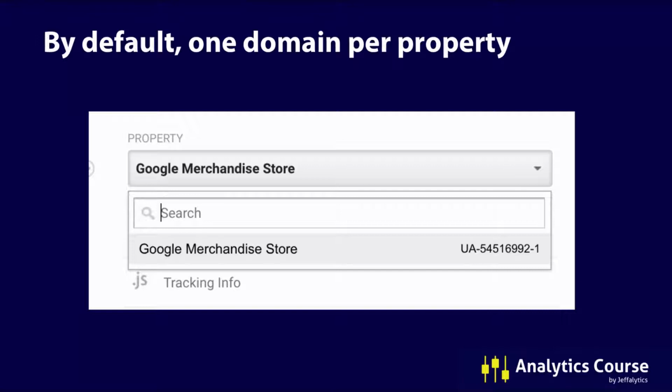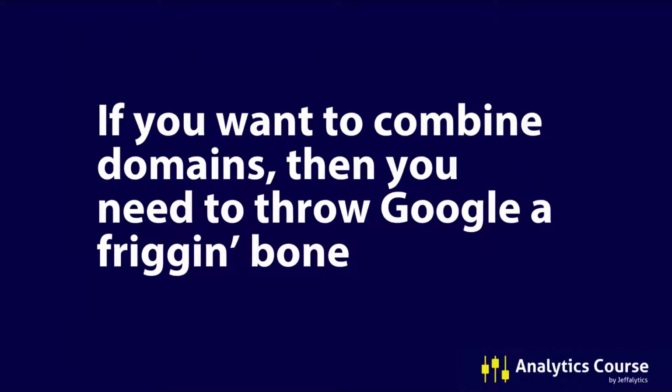They just assume that you're going to do the right thing for yourself, and that's what they should do because it's a one-size-fits-all tool for millions to hundreds of millions of different websites out there, and so they can't read your mind. And it's up to you to figure out what your strategy is. If you want to combine multiple domain names into one property, then you need to throw Google a freaking bone here.